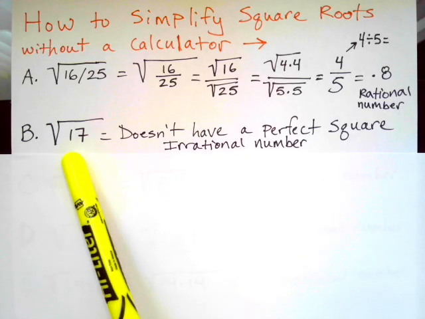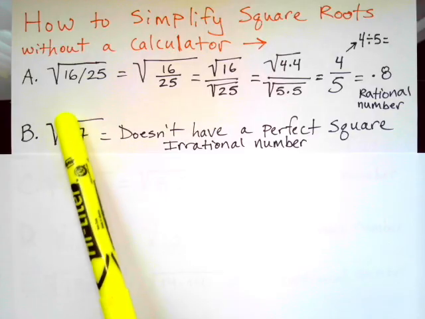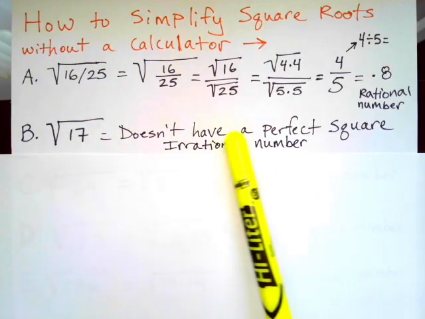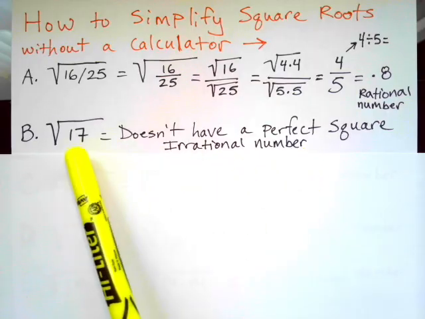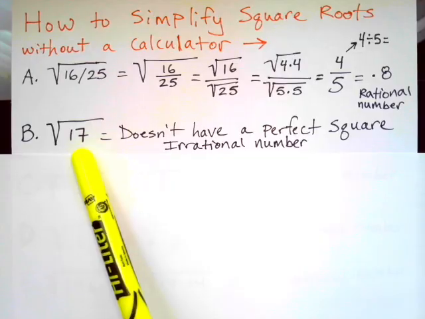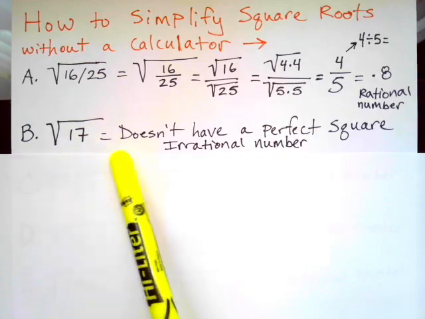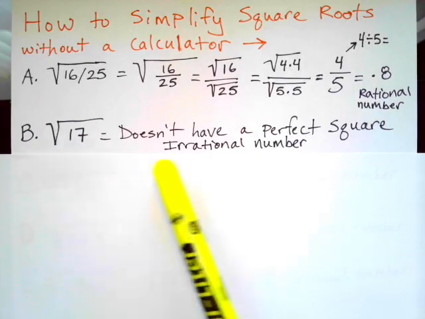Here you can see your answer will be B, because the square root of 17 does not have a perfect square. It's an irrational number. Are there two numbers that will multiply to 17 other than 1 and 17? No. No perfect pairs. We're done. Circle answer B, enter answer B, and you move on.